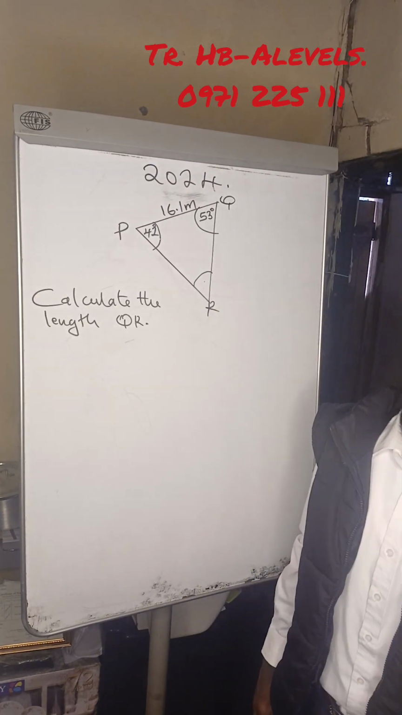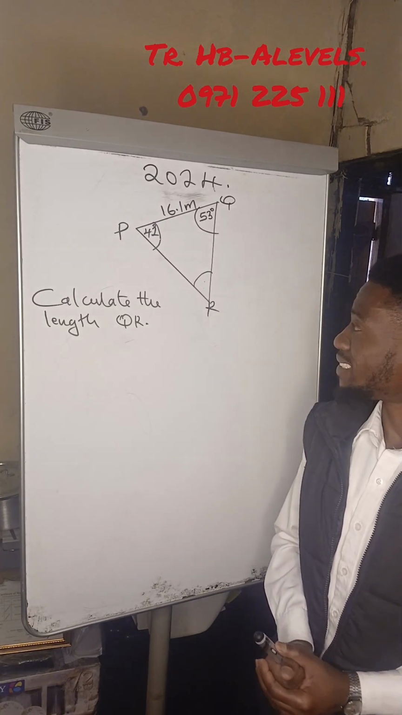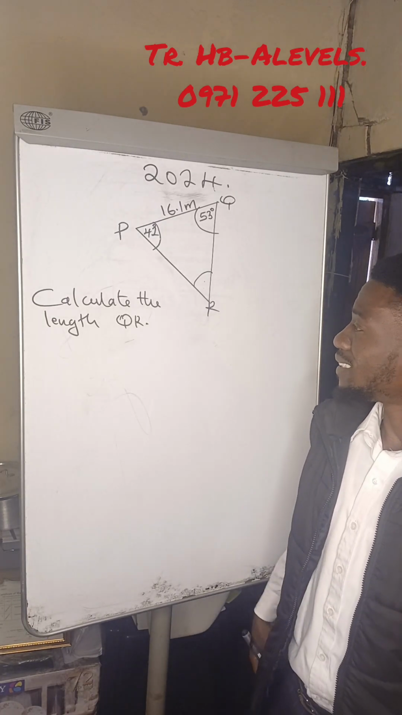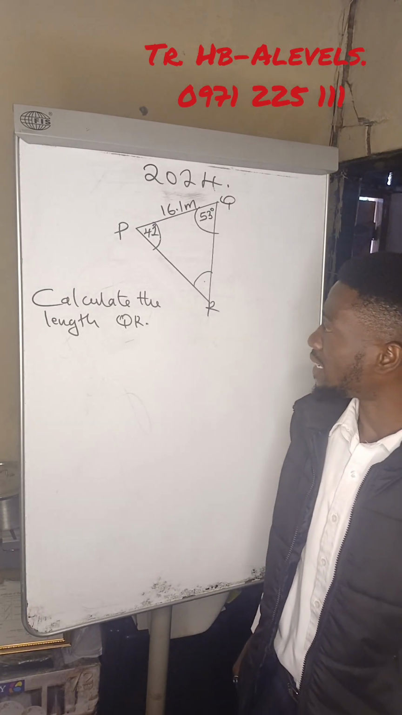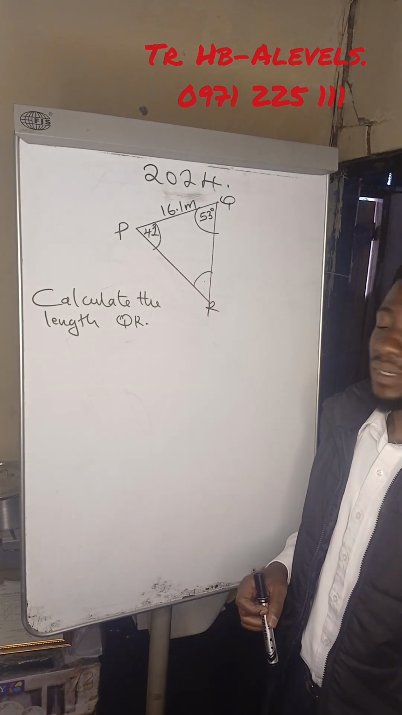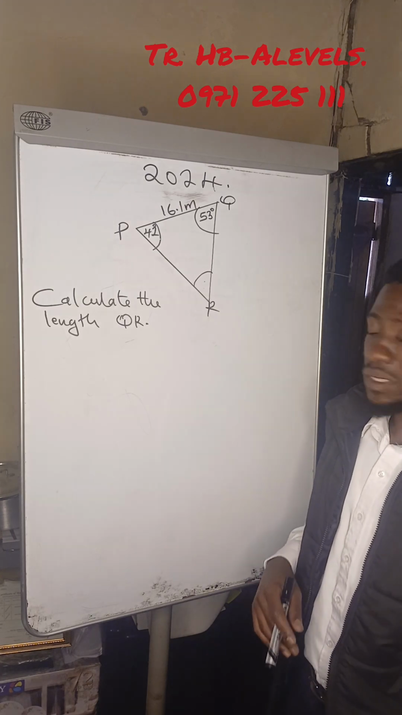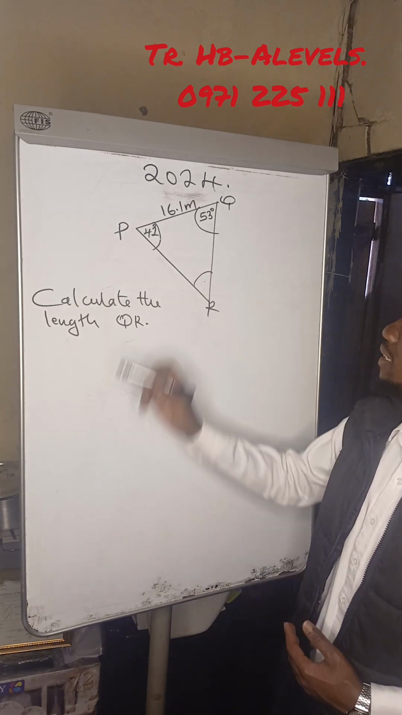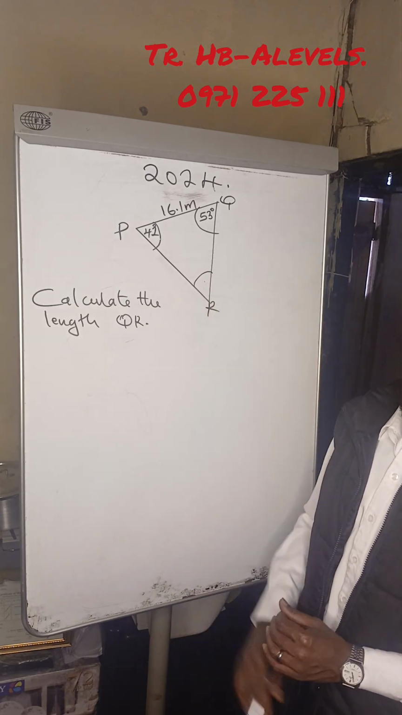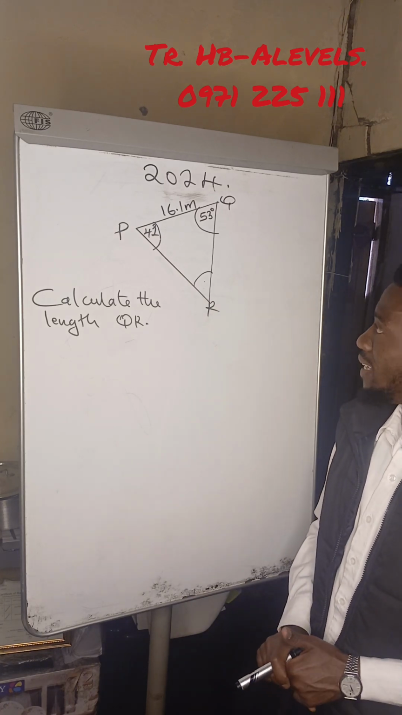We quickly look at this question that came last year. This should be the GC exam 2024. The question was saying calculate the length QR. This is where QR is. We want to find the length QR. It was a question on trigonometry, and as you can see, two angles are given and one side, and definitely we are going to apply the sine rule here.